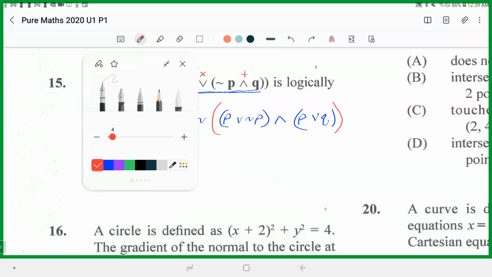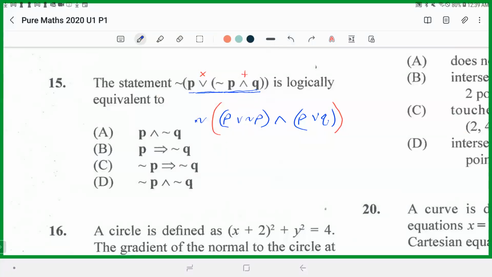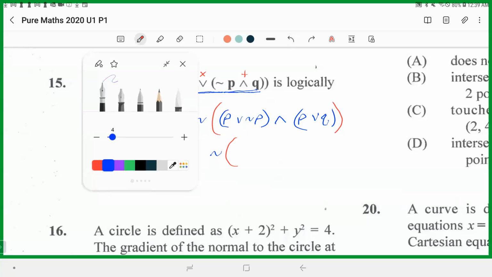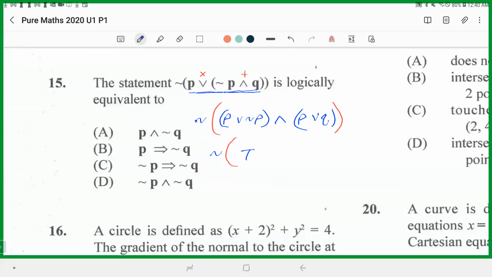So I'm going to put the not, put back this red bracket. This becomes true. P or not P is true. Always true. That's what we call a tautology. You know, contradiction and tautology. Always true. And P or Q.